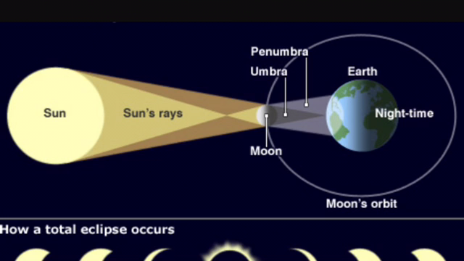This is a picture of what happens in a solar eclipse. A solar eclipse occurs when the moon gets between the Earth and the Sun, and the moon casts a shadow over Earth. A solar eclipse can only take place at the phase of the new moon, when the moon passes directly between the Sun and the Earth, and its shadow falls upon Earth's surface.